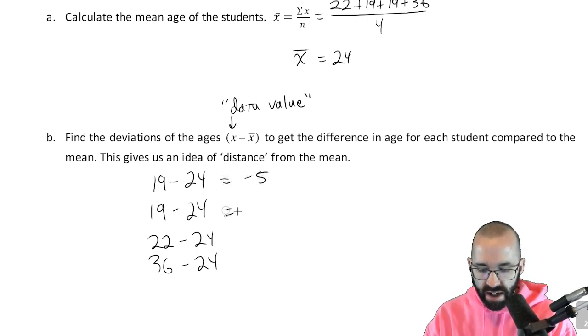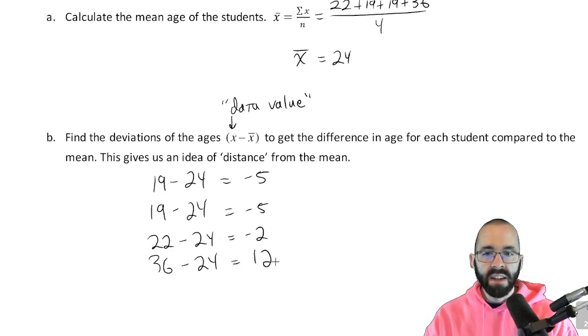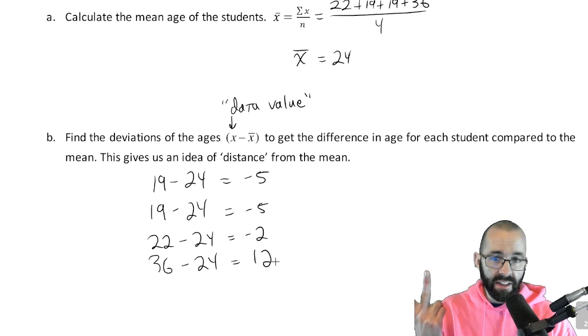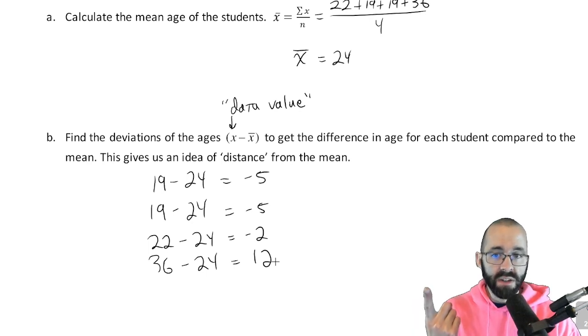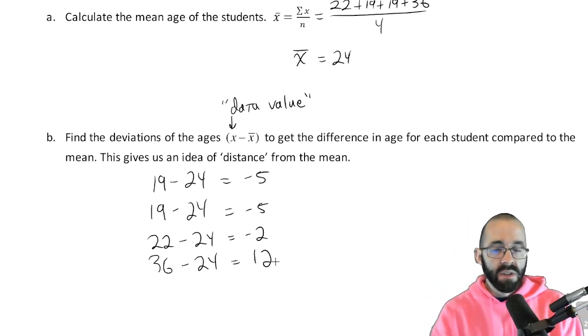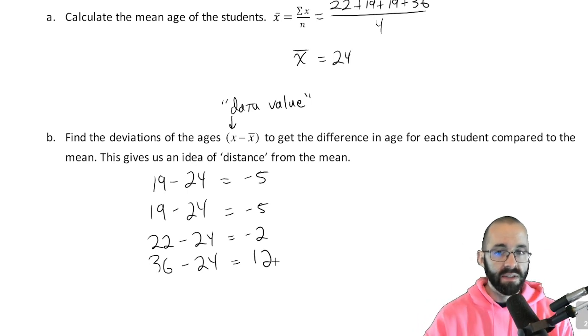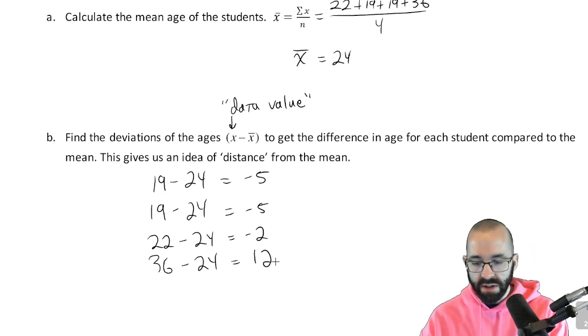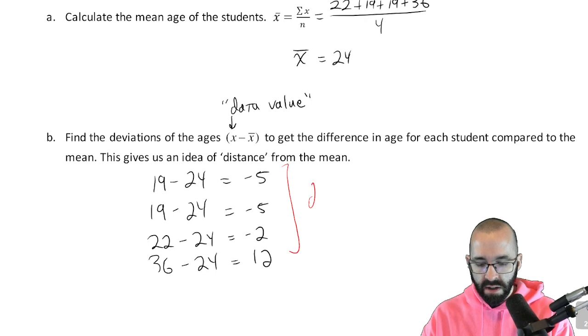Simplify: -5, -5, -2, and 12. This says that there are 2 people that are 5 years younger than the average, 1 person who's 2 years younger than the average, and 1 person who's 12 years over the average. Okay, so these are our deviations.